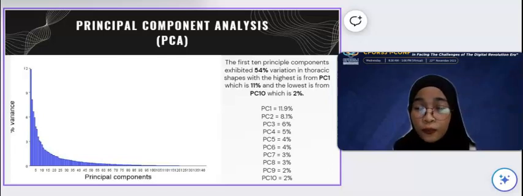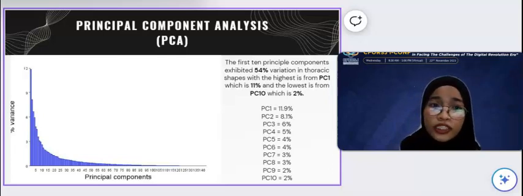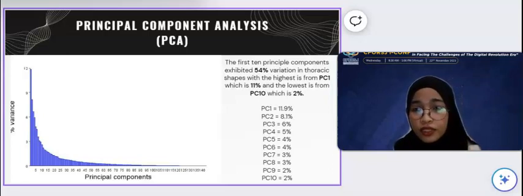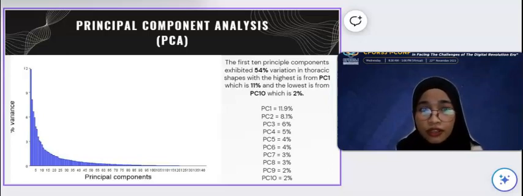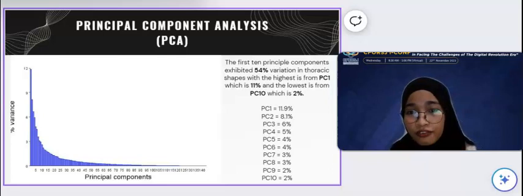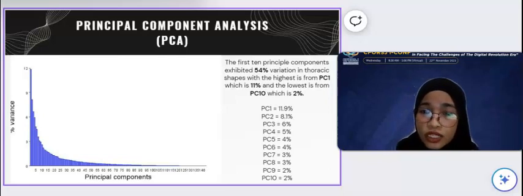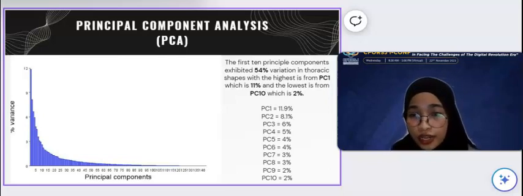From principal component analysis, which is PCA, we can see that the first 10 principal components exhibit 54% variation in thoracic shapes, with the highest from PC1, which is 11%, and the lowest from PC10, which is 2%.